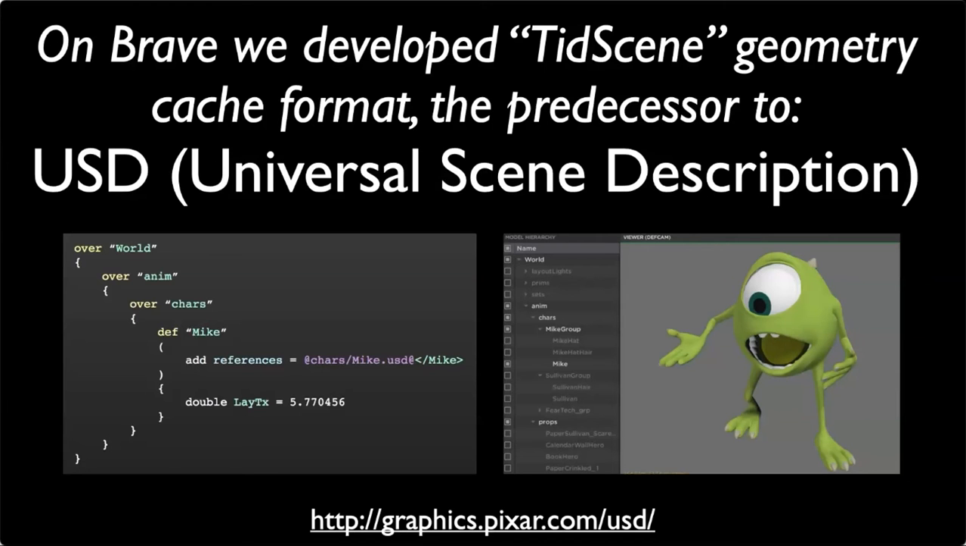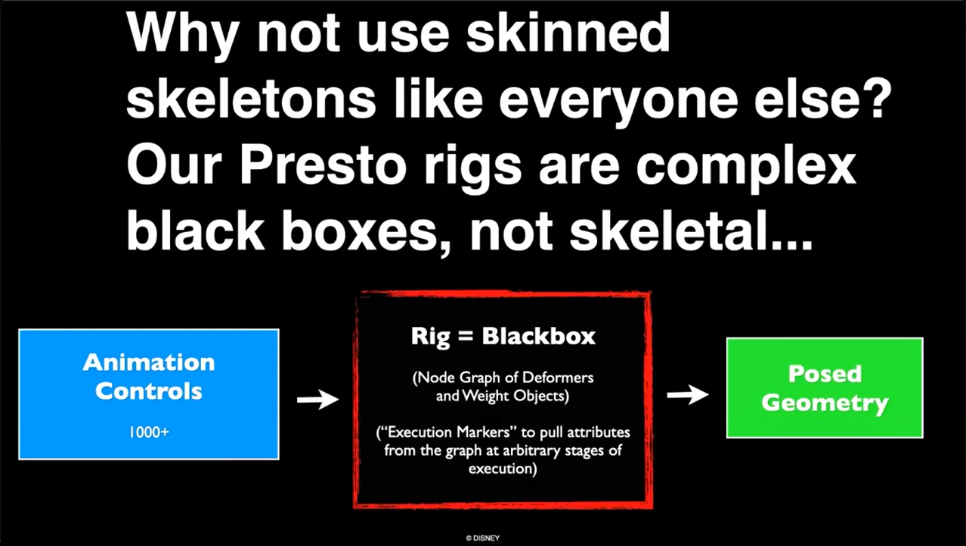Now, to some of you that might sound surprising. Why were we working with geometry caches? Why not skin skeletons like everybody else in the industry? Well, one of the reasons is that in Presto, our rigs are very complicated, and to an extent, they're actually black boxes and not terribly skeletal at all. You can think of it as animation controls going in. There are well over 1,000, even if maybe only 500 are used often. And the rig you can consider kind of a black box.